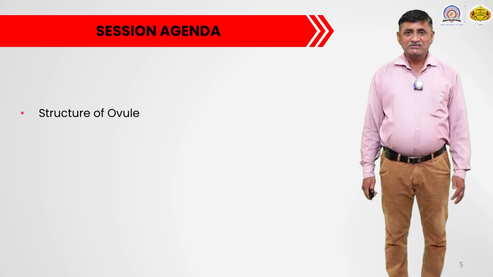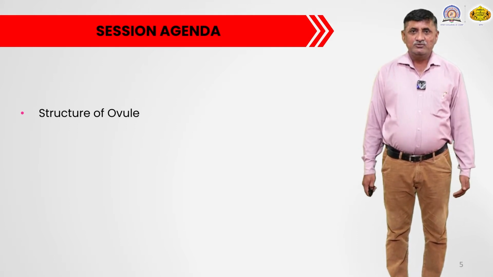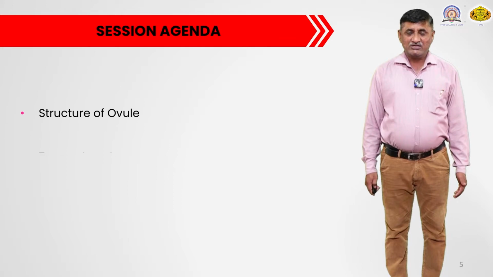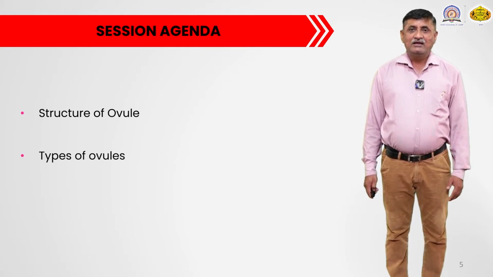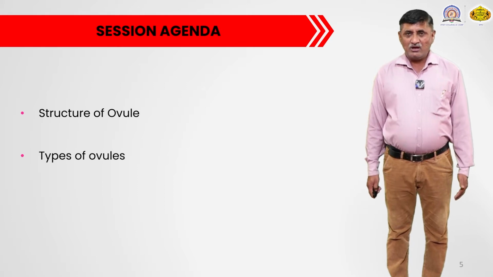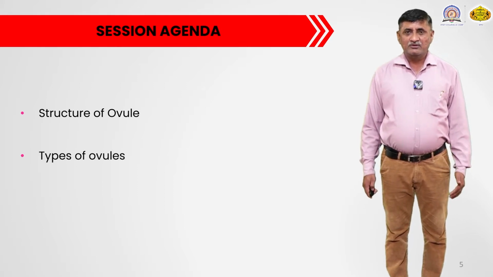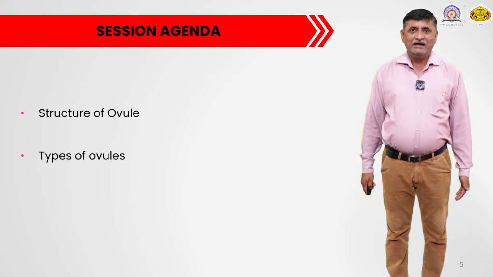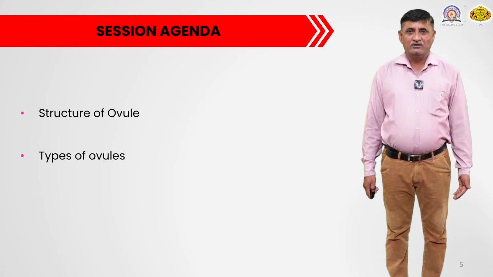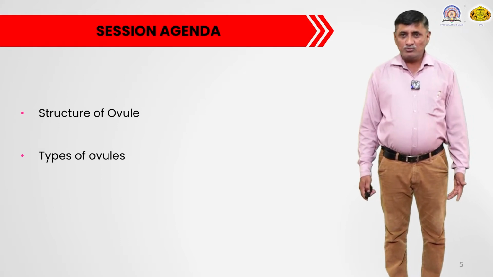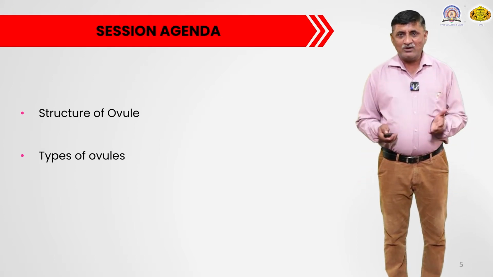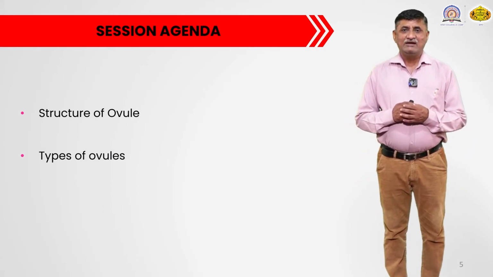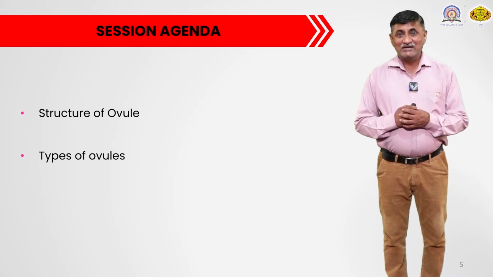Today's session agenda is that we are going to see the structure of the ovule in the angiospermic plant, and also, on the basis of the position of the micropyle and chalazal end or stalk, how many kinds of ovules are found in angiospermic plants, that we are going to learn today.